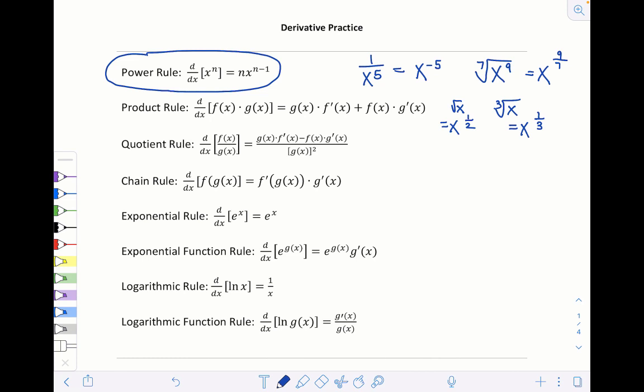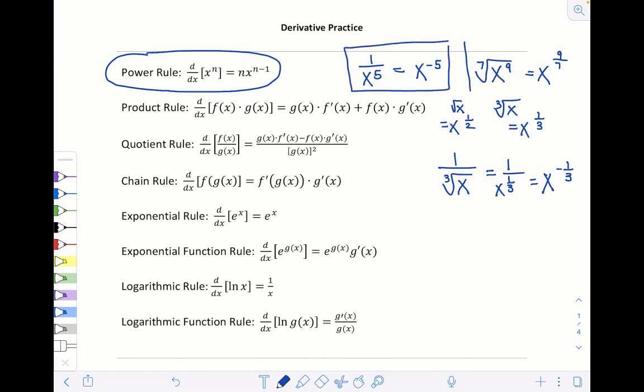And you can even have radicals in a denominator. So for example, if you had 1 over the cube root of x, you could rewrite that in steps as 1 over x to the 1/3, which would be converting it from the radical to the exponent. Since it's in the denominator, you could then rewrite that as x to the negative 1/3. So this is just to show how you might want to rewrite your expressions before you try and apply the power rule.